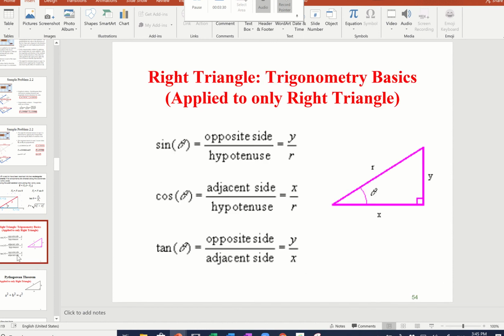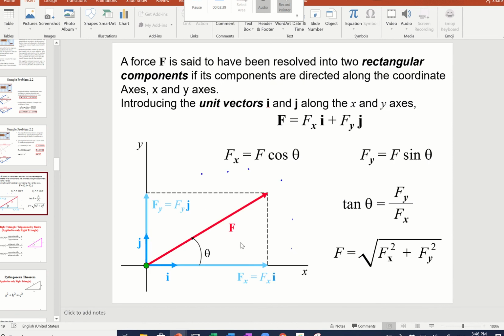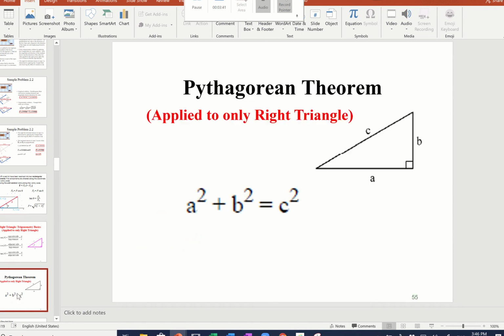Here is a quick review, just a little trigonometry basics. This applies only to a right triangle. Why? Because this is a rectangle. And this is the Pythagorean theorem. Again, this only applies for a right triangle.